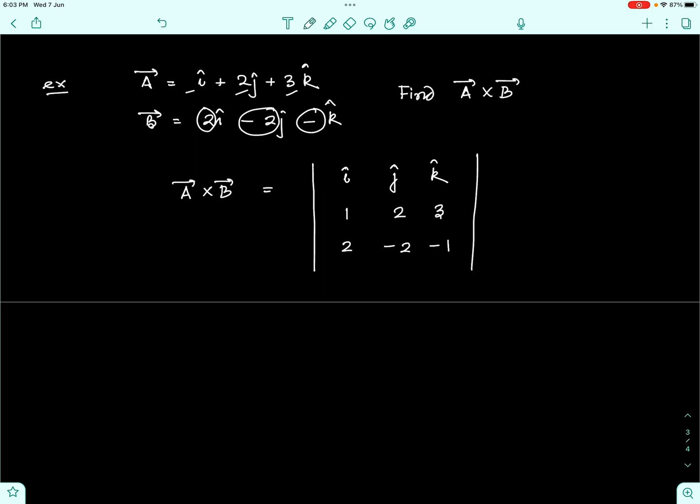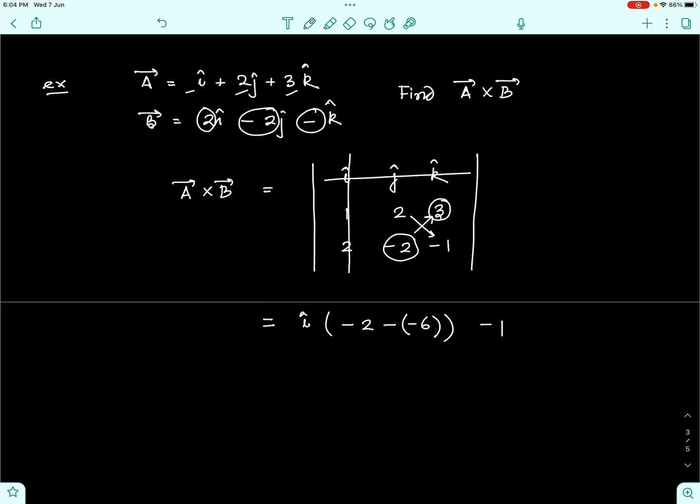And now let us open up this matrix to get the cross product. Starting with I cap, open the bracket, leave the column and the row that contains I cap, cross multiply the remaining terms, put them with a minus sign. You will get 2 into minus 1, that is minus 2, minus 2 into 3, which is a minus 6. Do this carefully without making any mistakes in the signs.